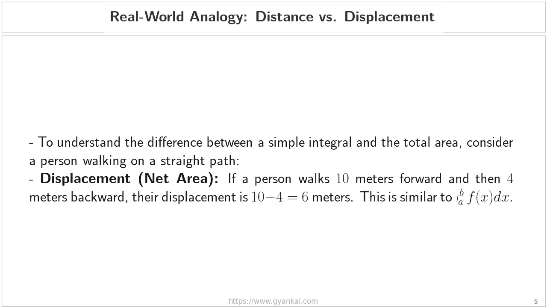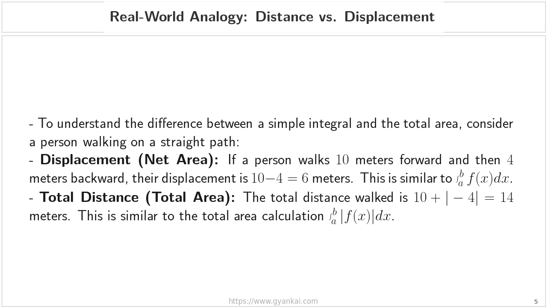First, let's consider the concept of displacement, which is equivalent to the net area we discussed in the previous slides. If this person walks 10 meters forward and then turns around and walks 4 meters backward, where are they relative to where they started? Their displacement is simply 10 minus 4, which equals 6 meters. This is exactly what happens when we calculate a simple definite integral from a to b of f of x dx. The negative portion of the graph subtracts from the positive portion, leaving us with just the net change.